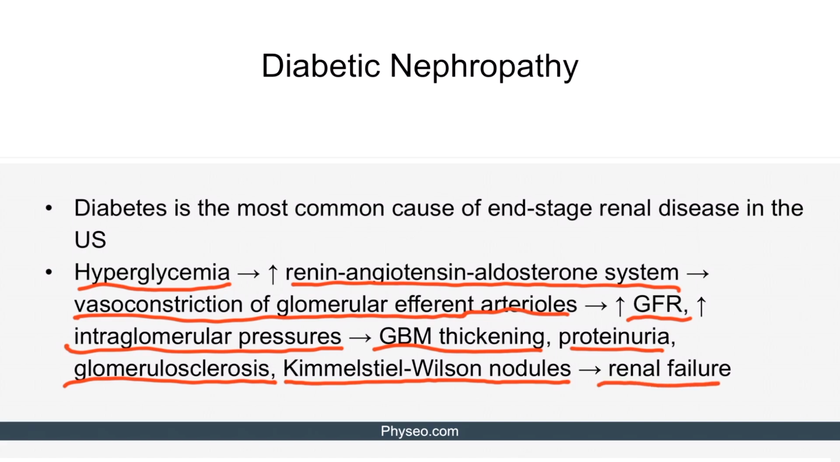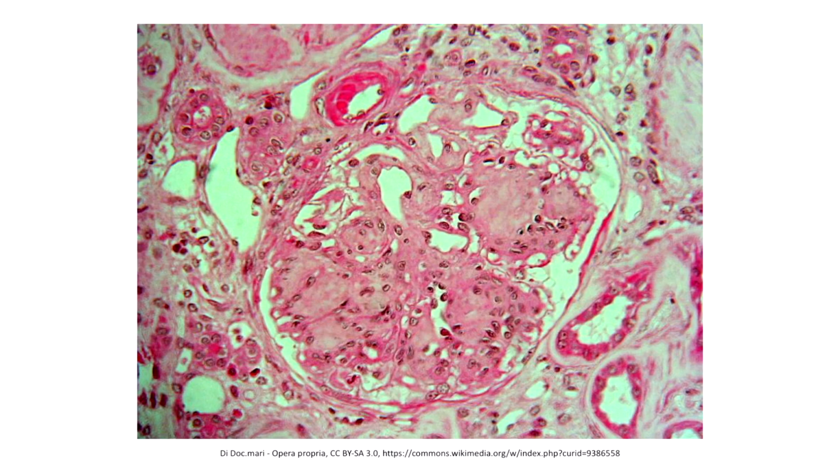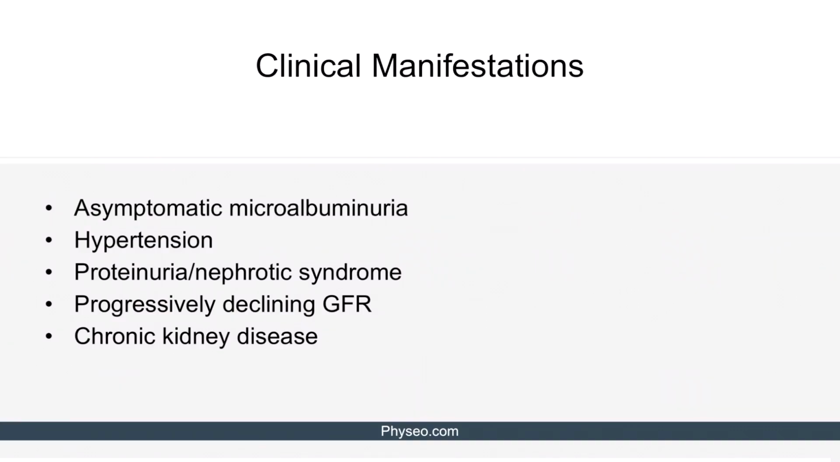So let's show you what these look like. Here's an image showing the glomerular tuft in diabetic nephropathy. You can see these pinkish homogeneous nodular areas. Those are the Kimmelstiel-Wilson nodules. And again, if you see them, that's pathognomonic for diabetic nephropathy. Now let's discuss the clinical manifestations of diabetic nephropathy. The early stages are pretty much asymptomatic, as you'd expect.